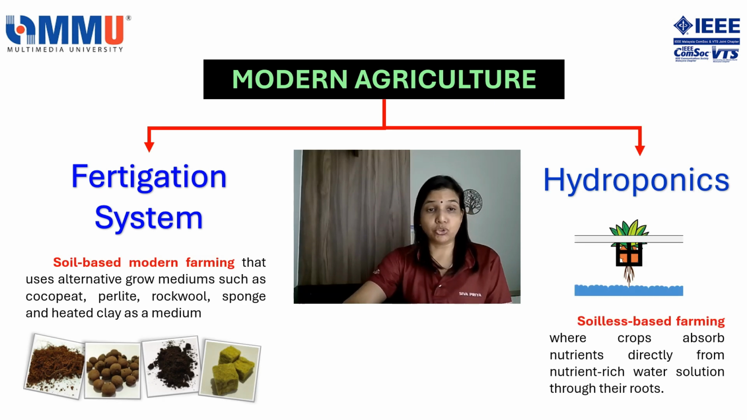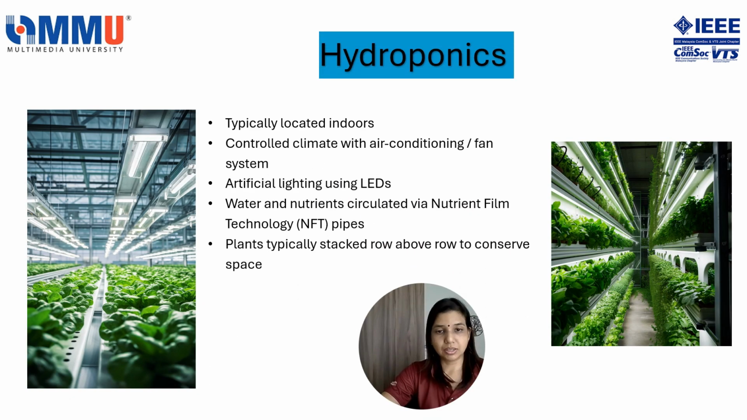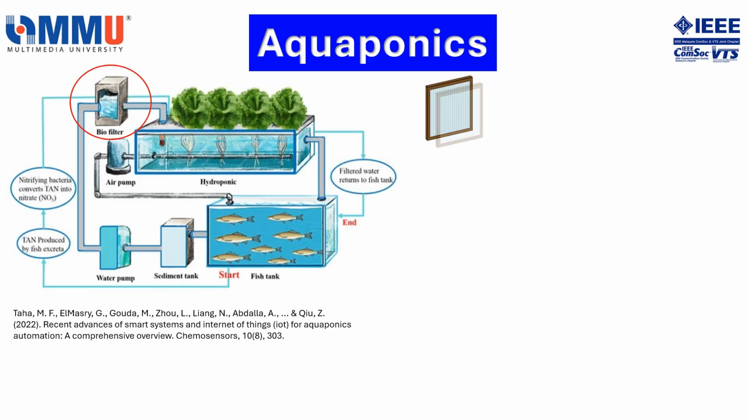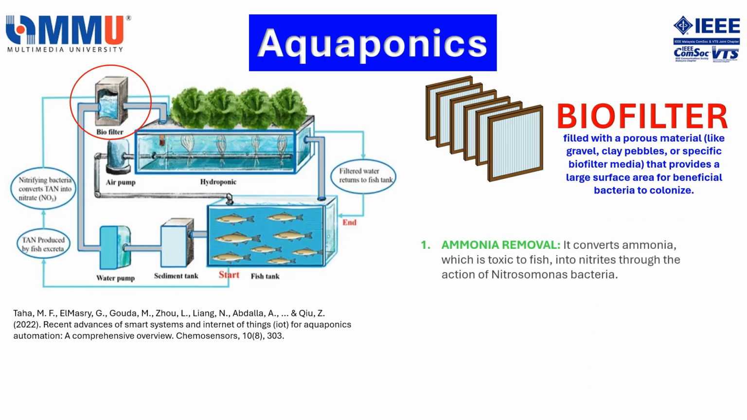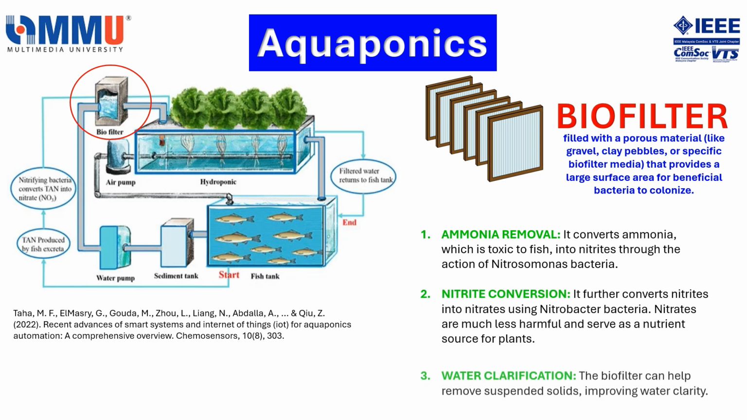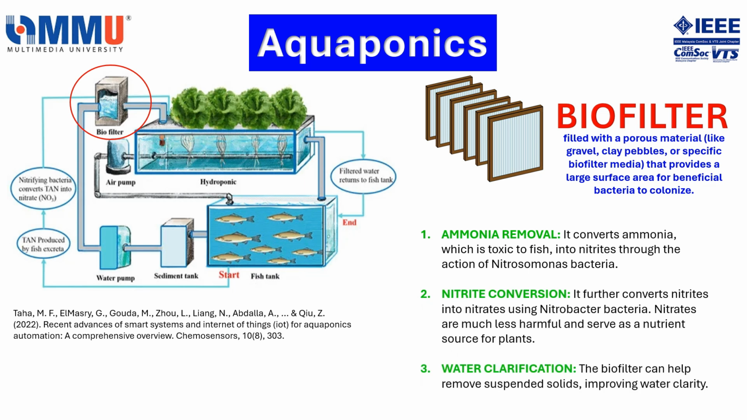Modern agriculture can be divided into two parts, the fertigation system and the hydroponic system. In today's world, the pictures here show an example of aquaponics, which is a type of hydroponic system combined with aquaculture. The waste from the fish is used to supply nutrition to the plants in the hydroponic system.